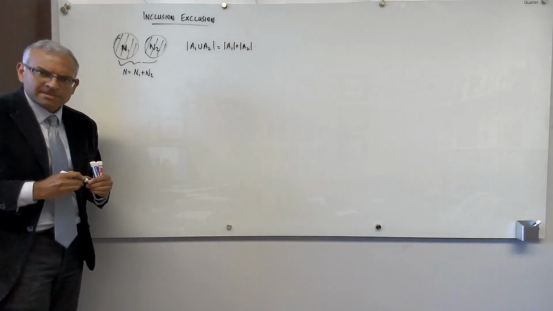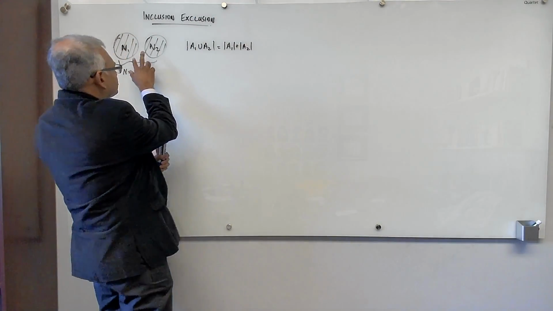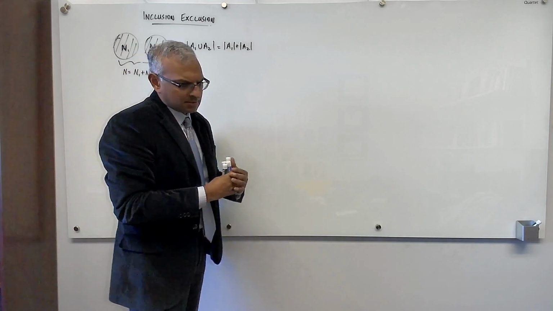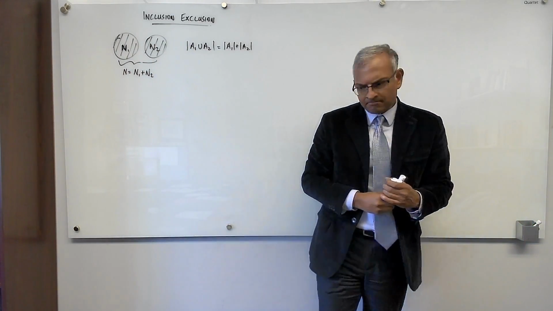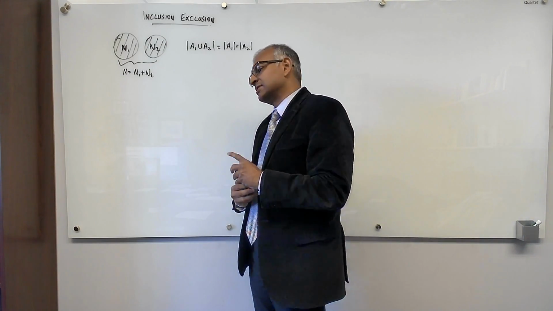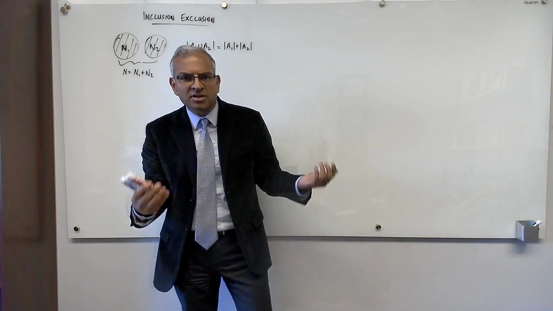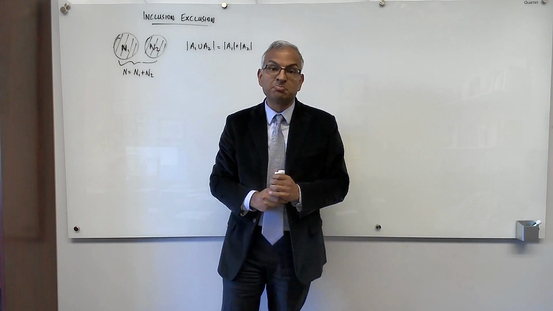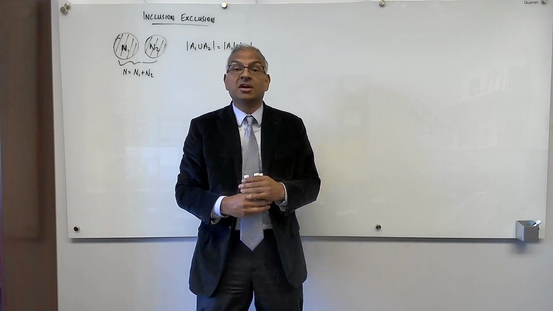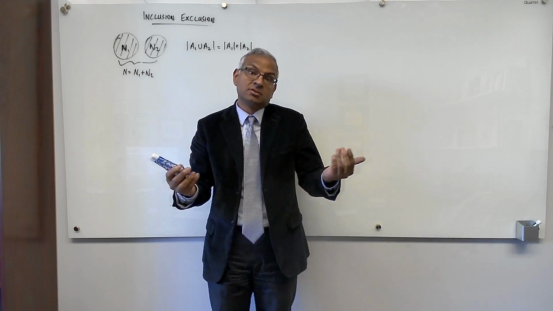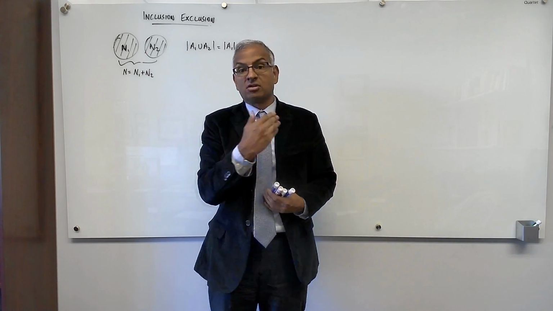Okay? Now, things get complicated if these two sets can overlap. The number of biology books is 500, and the number of statistics books is 300. So how many books in all? Well, we might think it's 500 plus 300.